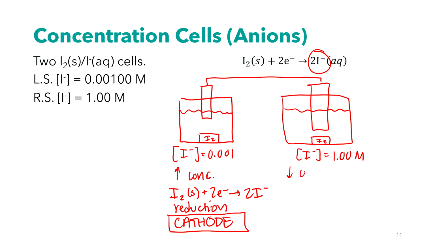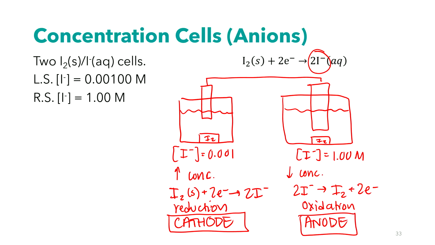I need to bring this down. All right, what do I need to do? I need to consume I minus. That means taking 2I minus and making I2 and generating electrons. That's oxidation. Now my right side is the anode. Drawing a salt bridge here. Okay, so this is my cathode, which is now the dilute side. The anode is now my concentrated side. Okay, and we can draw in our electrons moving this direction.